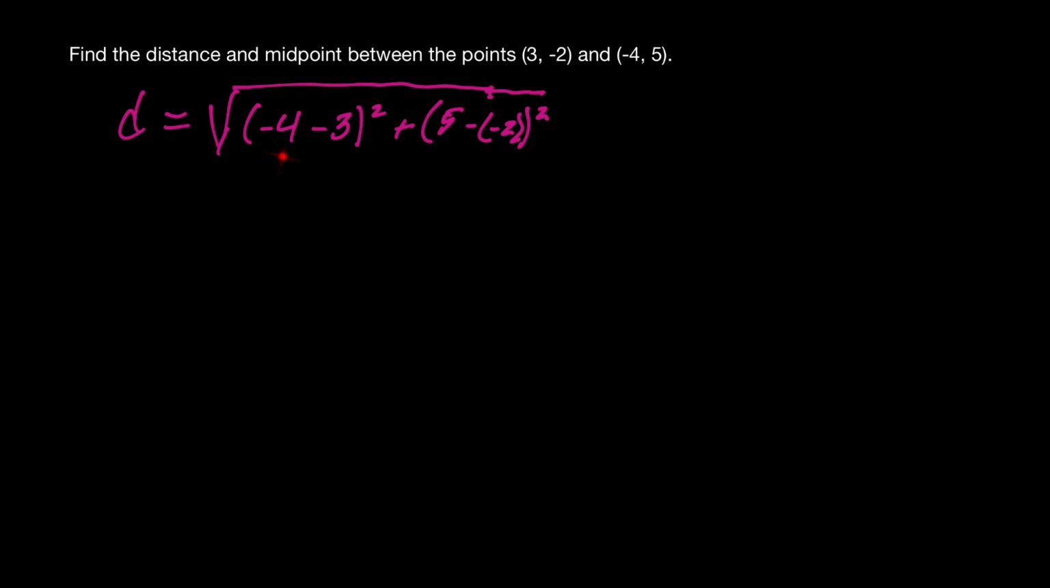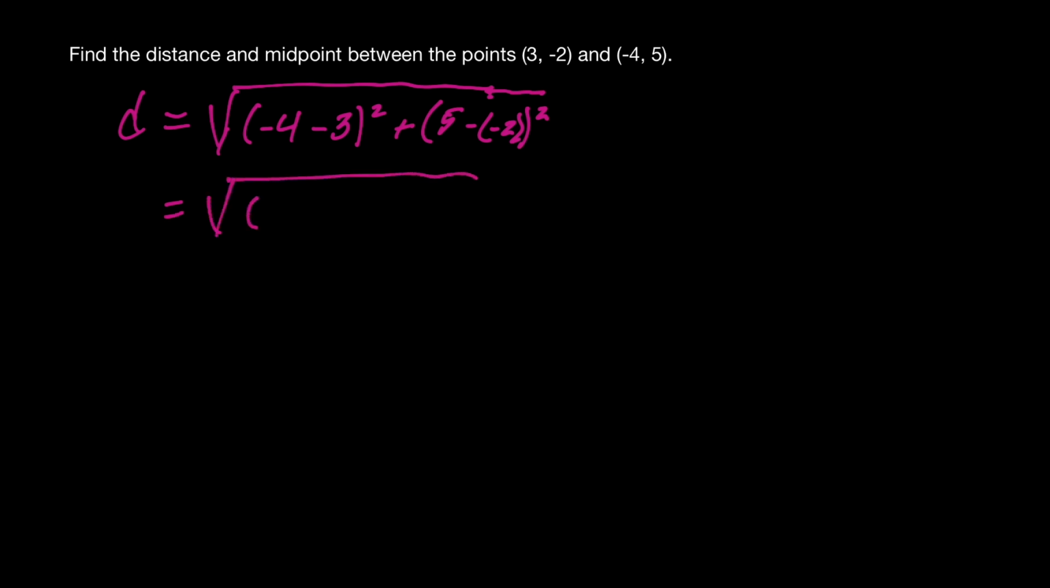So where these are coming from, this is my x sub 2 minus x sub 1. X sub 1 is right here, and then square it, plus 5, that's my y sub 2, minus a negative 2, which is the y sub 1 coordinate. So once we have that put in there, we can go ahead and start to make some simplifications here.